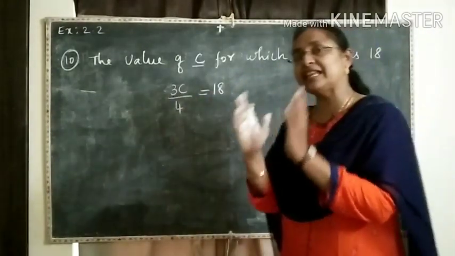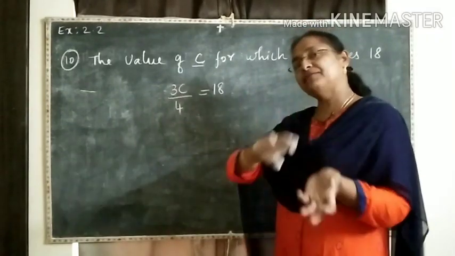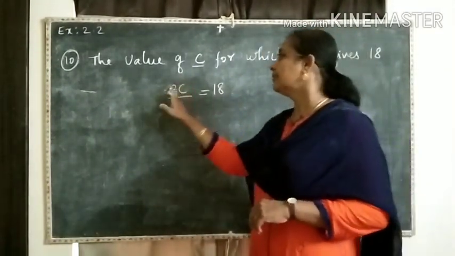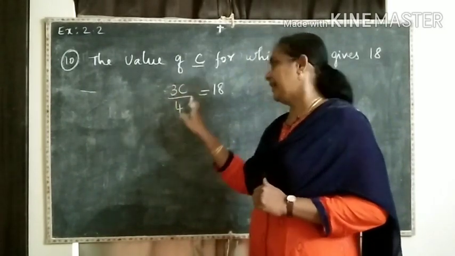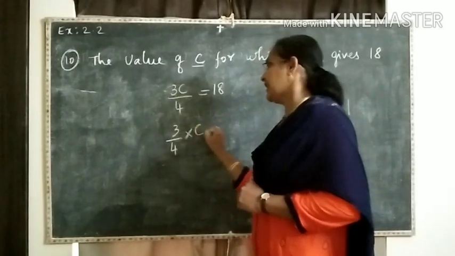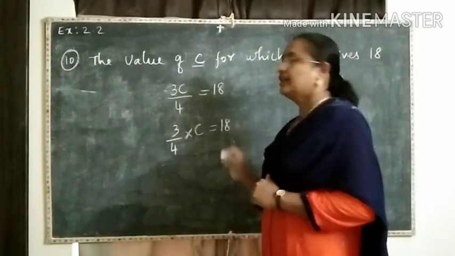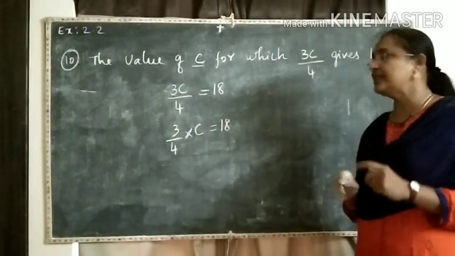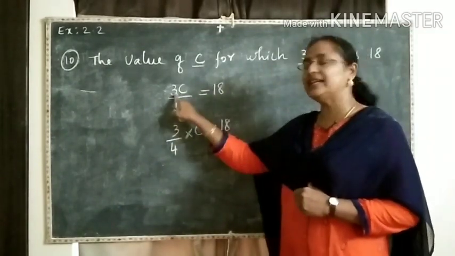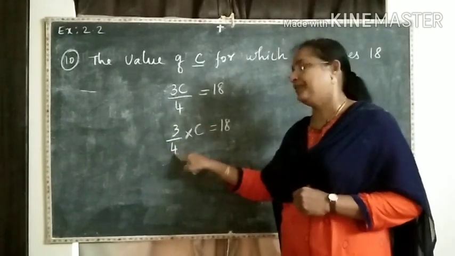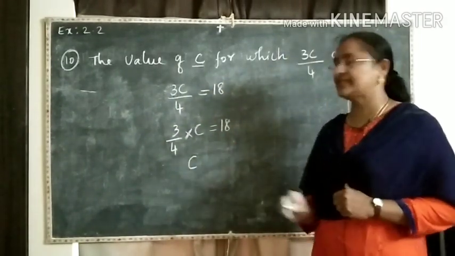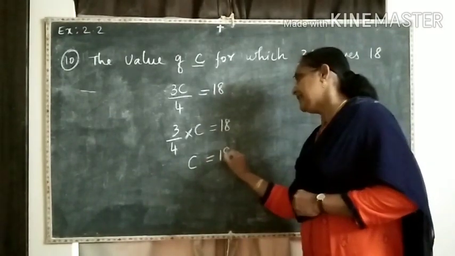So I have to keep c alone on the left hand side. I have to take the rest of the terms to the right hand side. Now look into this 3c divided by 4. It means 3 by 4 into c is equal to 18. Yes or no? Do you agree with this? Yes. 3 by 4 into c will give you 3c divided by 4. Both are the same. Okay. Now I have to keep only c on the left hand side, equal to 18.